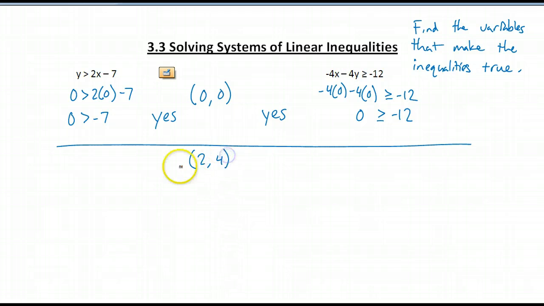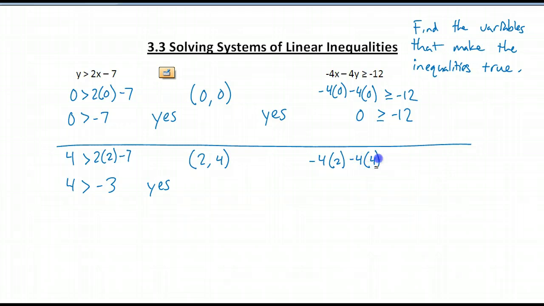If I try a point like 2, 4, I plug 2 in for x and 4 in for y, and I do my math. 4 minus 7 is negative 3. Is 4 greater than negative 3? Yes. Plug 2, 4 into my second inequality. Do my math, I have negative 8 minus 16 gives me negative 24. Is negative 24 bigger than negative 12? No. So 2, 4 makes my first inequality true, but my second inequality false.